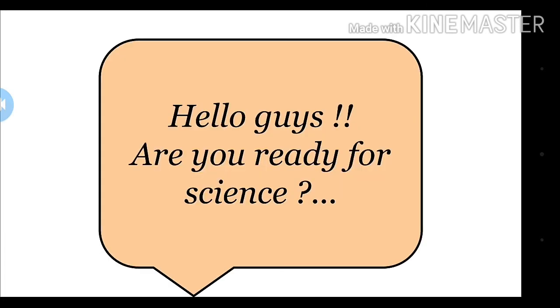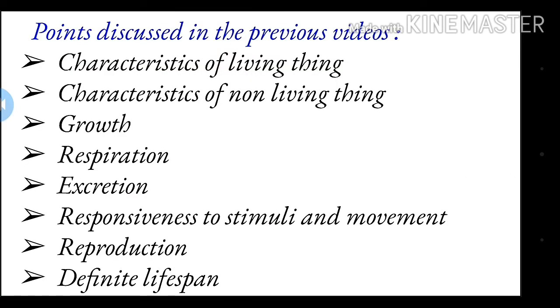Hello guys, this is a continuation of the previous videos of lesson number 2, the living world. If you have not watched the previous videos, you can check the link in the description and watch it. In those previous videos, we have discussed the characteristics of living things, the characteristics of non-living things, growth, respiration, excretion, responsiveness to stimuli and movement, reproduction, and the last characteristic of living things, that is definite lifespan.